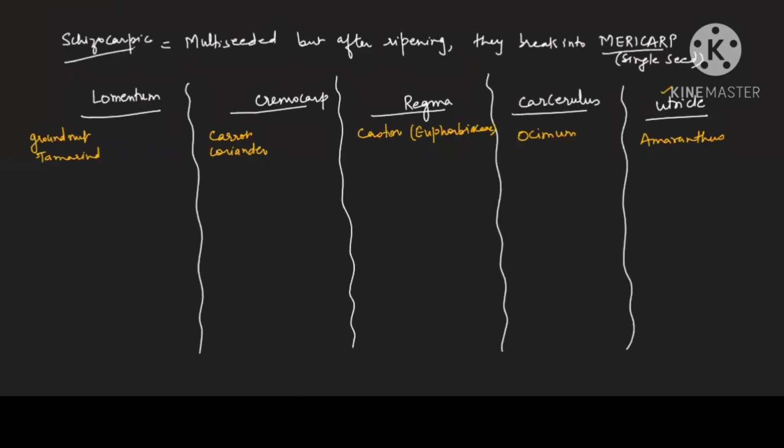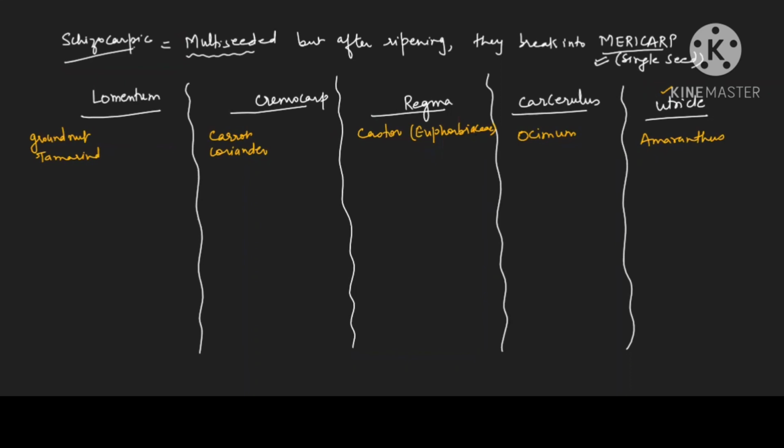Now see schizocarpic. Schizocarpic fruits, though they are multi-seeded, after ripening will break into single-seeded parts. For the best understanding, take the example of tamarind, in Hindi we call it imli. If you see, they are multi-seeded, but they show constrictions because they can split into single-seeded parts, and each single-seeded part is known as a mericarp. So here you only have to learn the examples. For lomentum, examples are groundnut and tamarind.